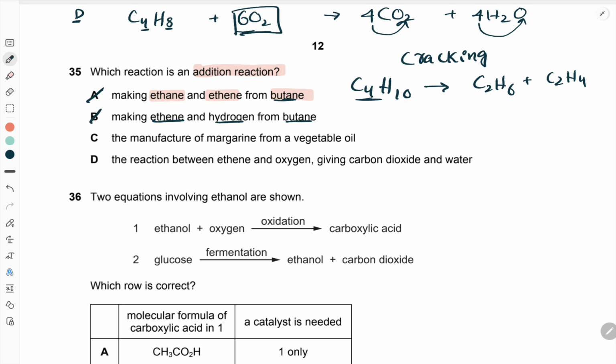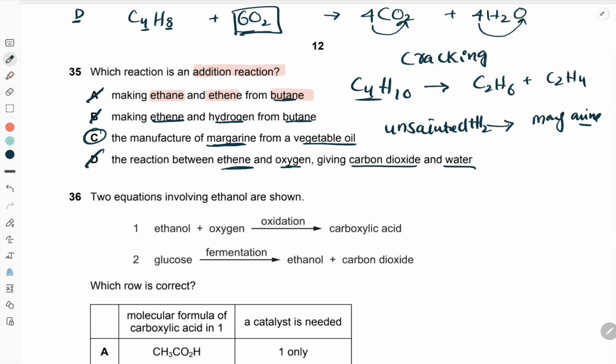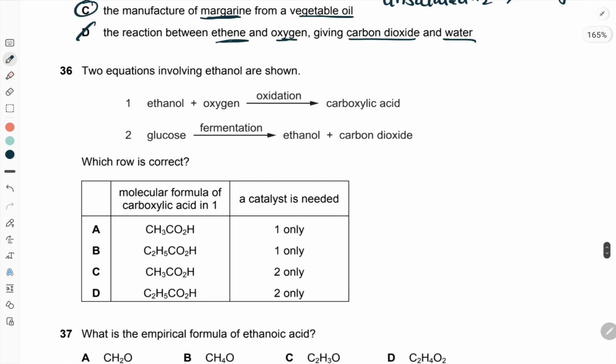This is also incorrect. Manufacturing of margarine from oil. So basically oil is an unsaturated hydrocarbon, and you add hydrogen to the unsaturated hydrocarbon and you get margarine. So this is surely an addition reaction. C is correct. Reaction between ethene and oxygen. This is combustion to produce CO2 and water. This is not addition.